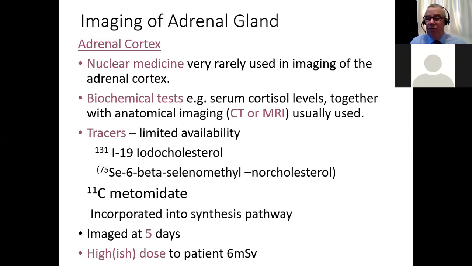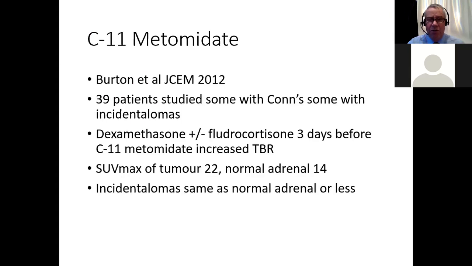So again, people have looked at drugs, and Metomidate is a drug which is used to block the release of aldosterone. So it was fairly easy to label with C11. So C11 Metomidate is the start of all this process. It's still got a fairly high radiation dose, but it's not too bad.